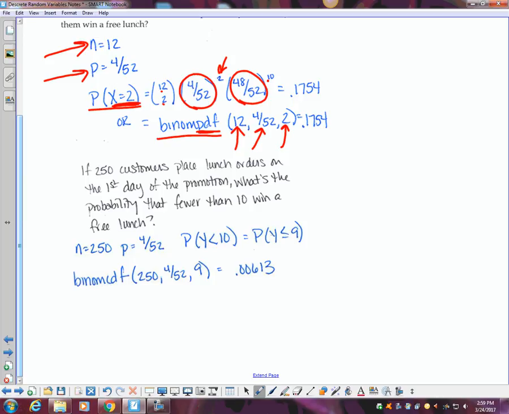If 250 customers place lunch orders on the first day, here's another question. What's the probability that fewer than 10 win a free lunch? So now my N has changed. Probability stays the same, but I want fewer than 10. Well, fewer than 10 means 9 or less. So your CDF has to have an equal to in it. Less than 10 does not, so that means you hop down to 9. So 250 people, probability of success, and that's how many people or less I want to succeed.